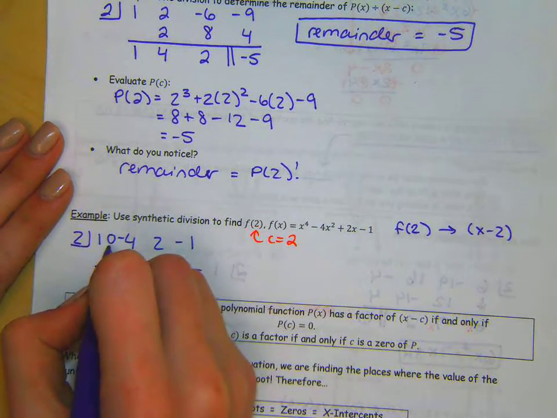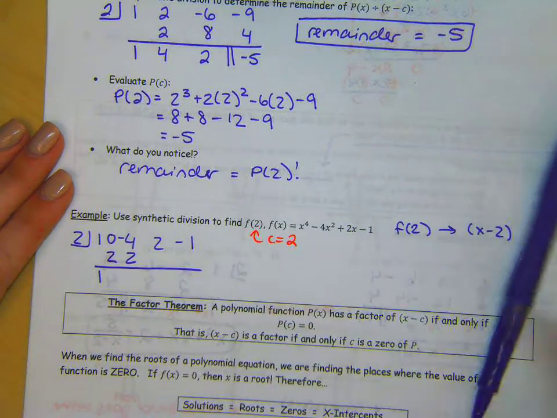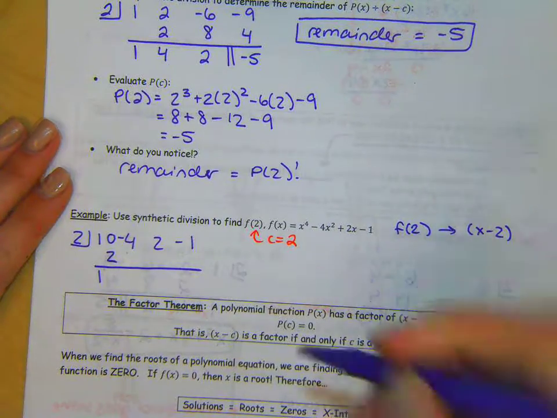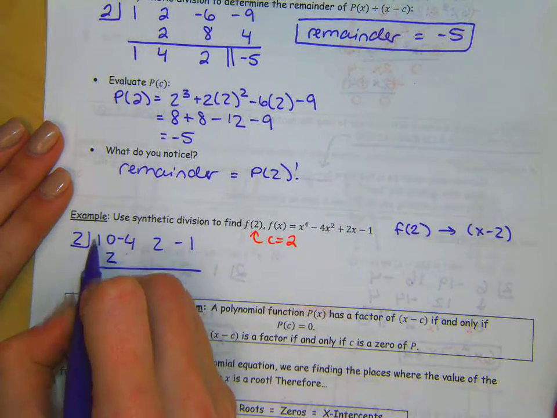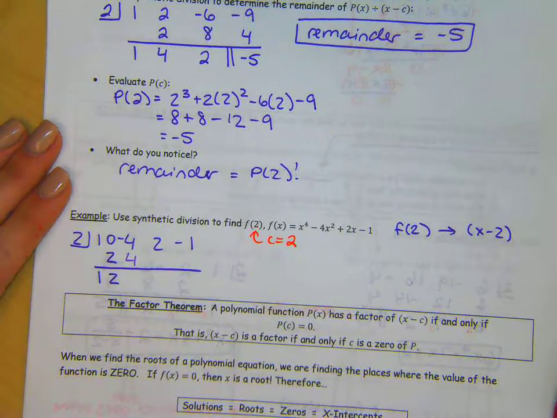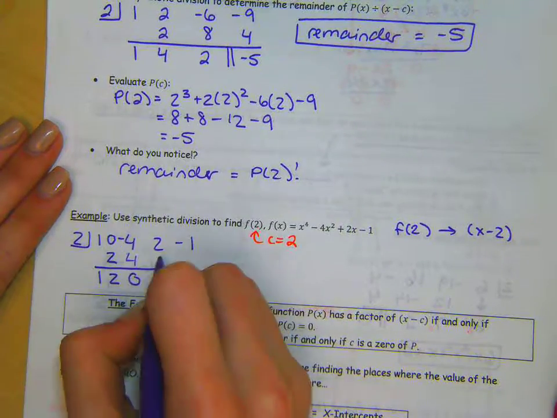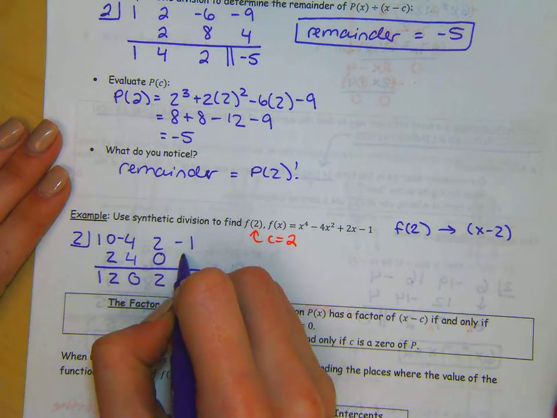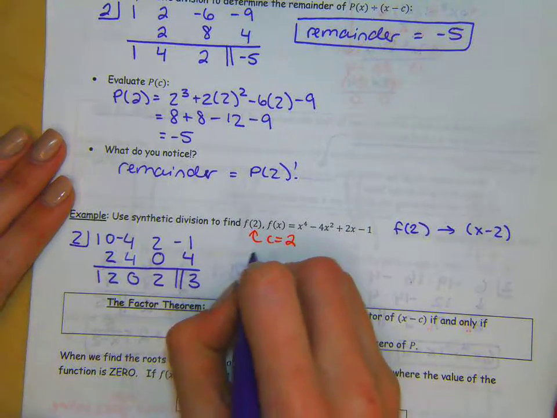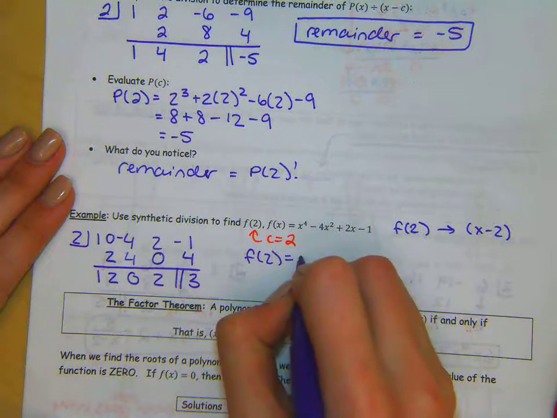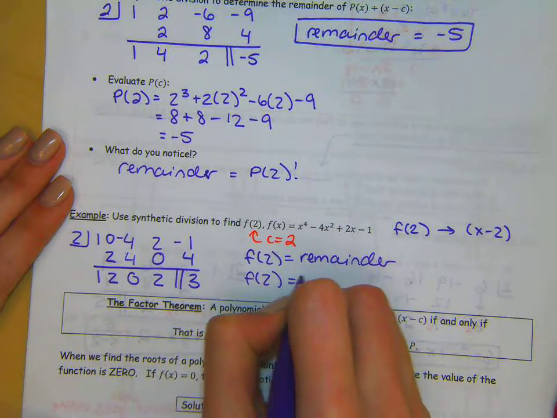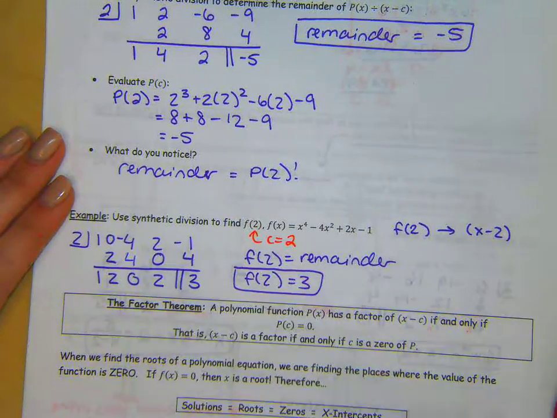So actually we have the 2 going here. So let me quickly erase that. And again, placeholders are super important. So bring down the 1, multiply, add, multiply, add, multiply, add, multiply. We get a remainder of 3. So f of 2, again, is going to equal the remainder. So f of 2 equals 3. And this is our final answer. f of 2 equals 3.